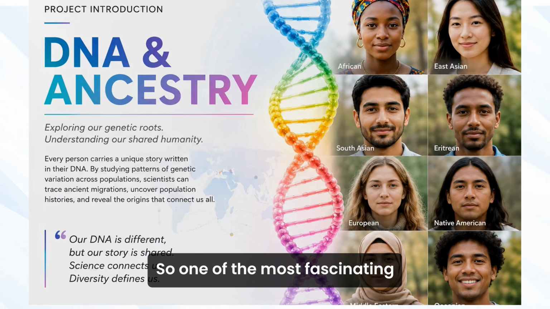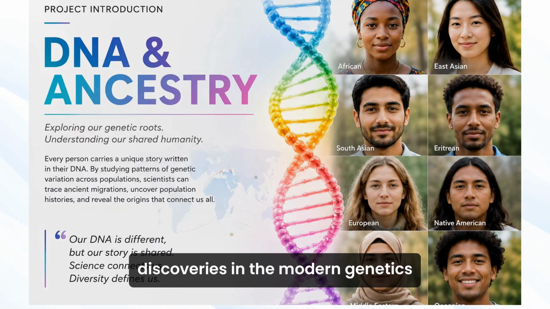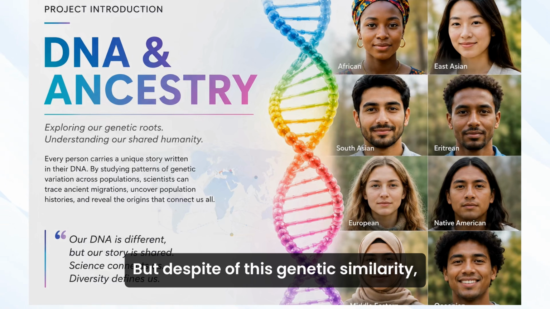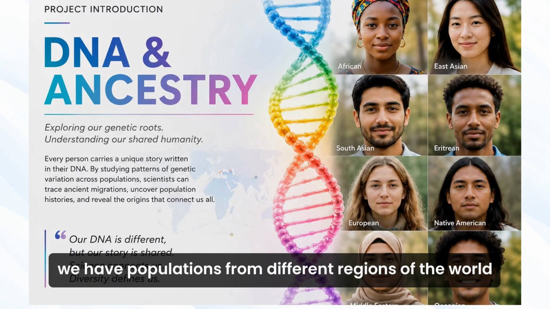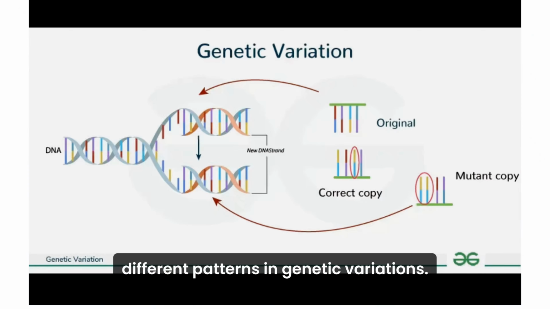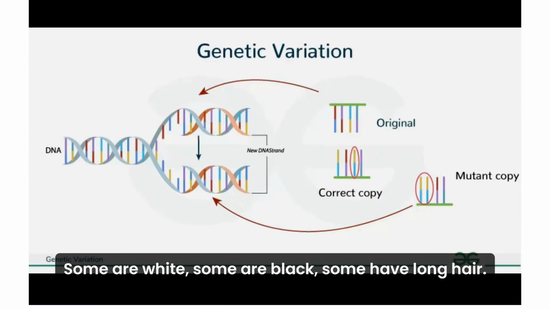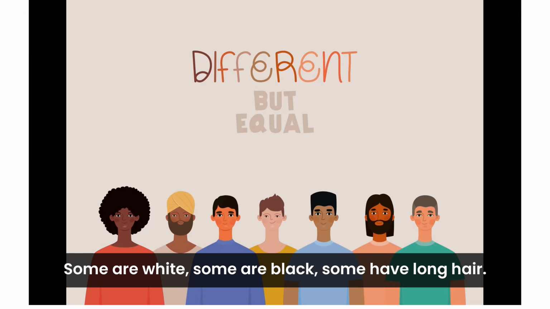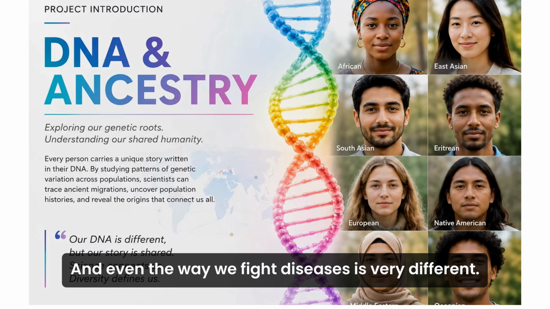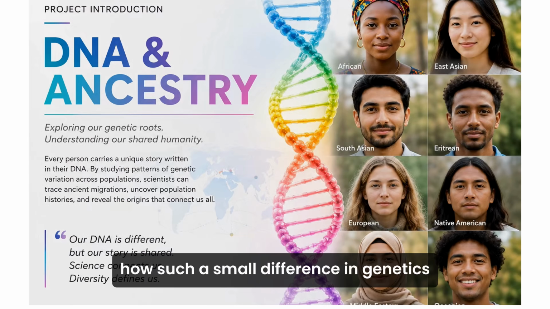One of the most fascinating discoveries in modern genetics is that we as humans share around 99.9% similarity. But despite this genetic similarity, we have populations from different regions of the world, and we all exhibit different patterns in genetic variations. Some are white, some are black, some have long hair, some have short hair, and even the way we fight diseases is very different. So one question will arise: how does such a small difference in genetics bring about those huge differences in us?